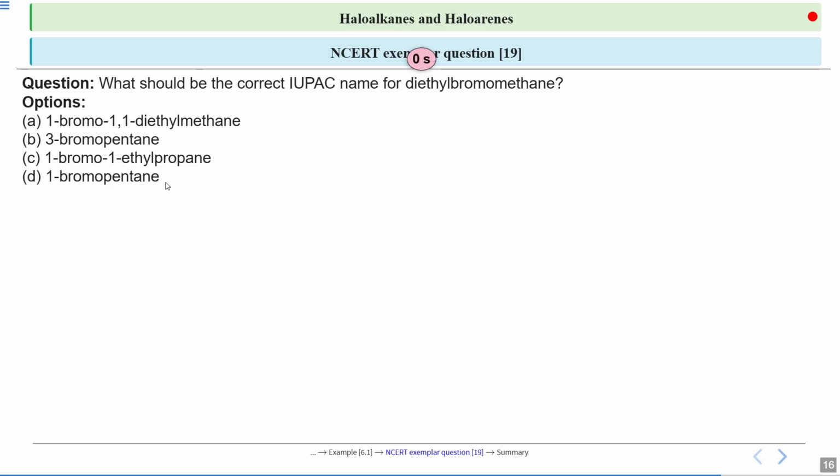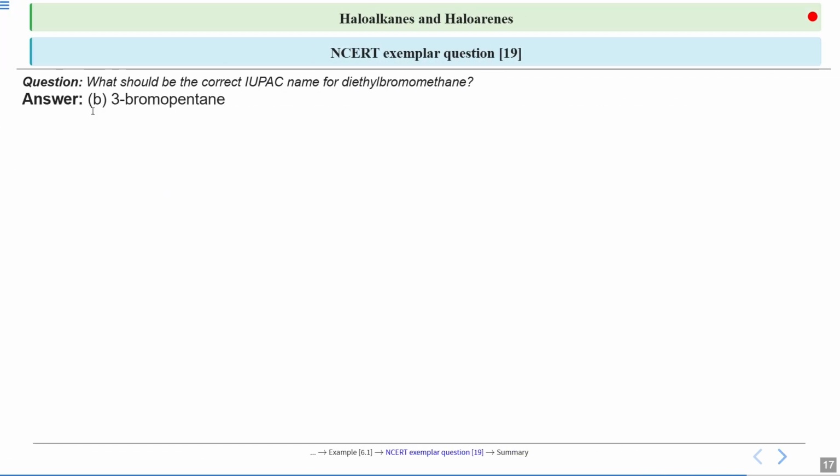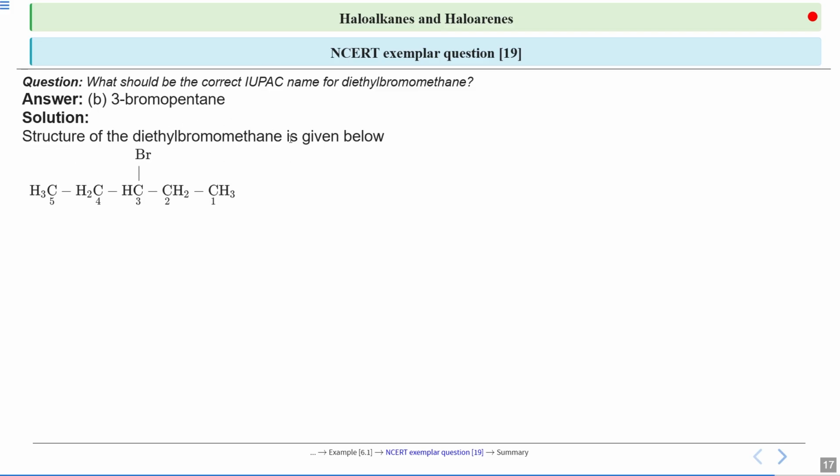Okay, let's see. So for this question, the correct answer is option B, that is 3-bromopentane. The structure of diethyl bromomethane is given below, which is this. CH3, CH2, CHBr, CH2, CH3. When you do the numbering, the carbon at which bromine is present should get the lowest possible number. And if you start the numbering from right or the left, this carbon will always get number 3 because it is in the middle, right? So this is the numbering done.